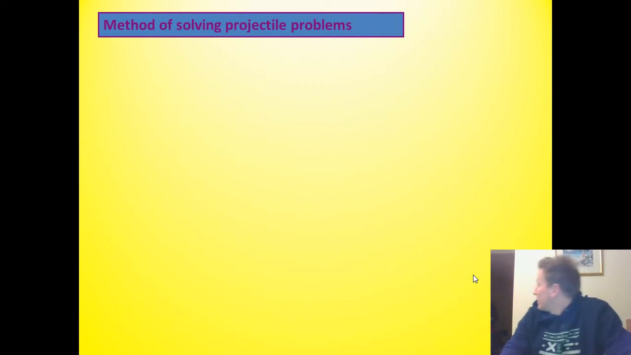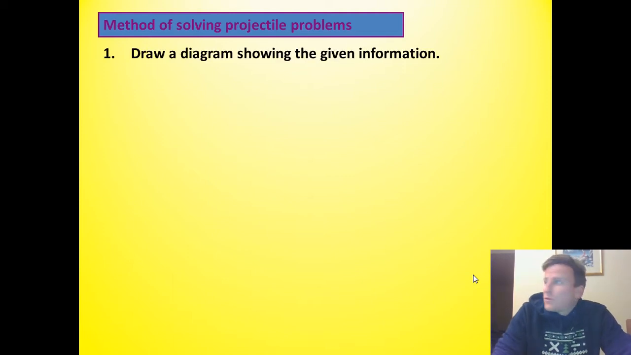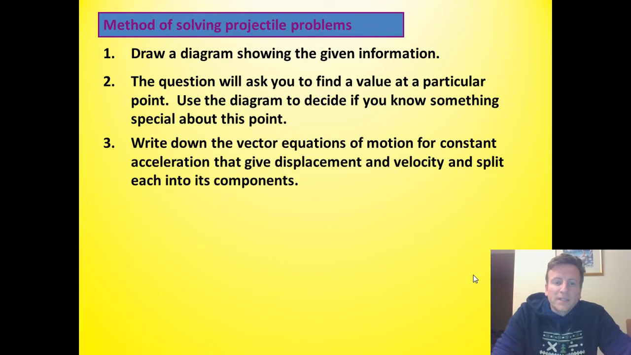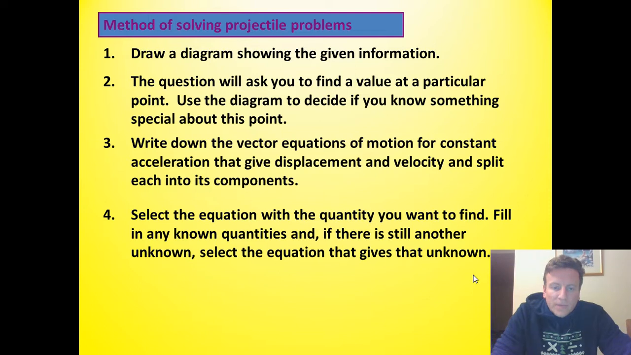So to summarise what we need to be doing with projectiles: draw a diagram showing the given information. The questions will ask you to find the value at a particular point, and then make sure you draw a diagram to decide if you know something about a special point. Write down the vector equations, and you may decide to split them into the horizontal and vertical components, or you may want to work in column vectors. That's your choice. Select the equation and fill in any unknown quantities.